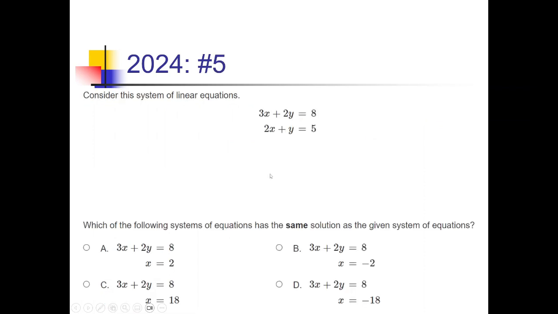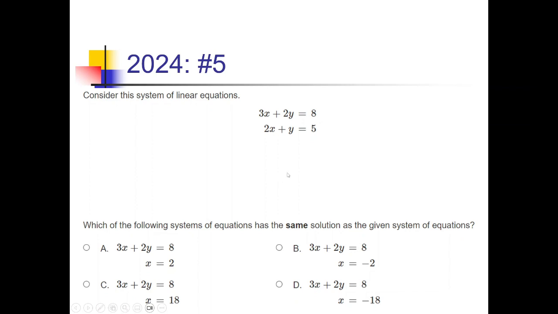This next question is a system of linear equations. So it's kind of awkward the way that they're asking this one, because rather than saying what is the solution to this system, they are asking which of the following systems of equations has the same solution as the given system of equations up here. So a little bit weird.